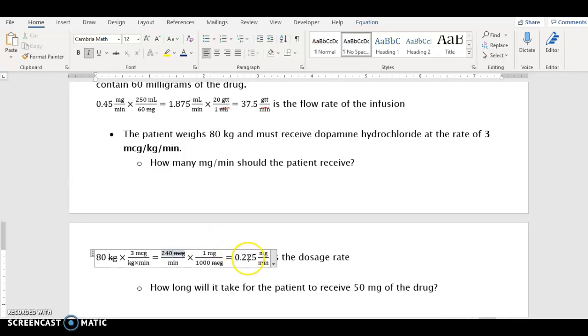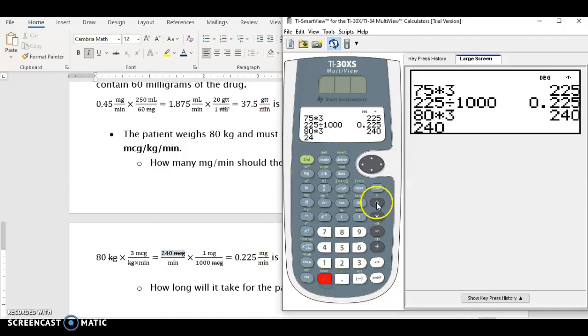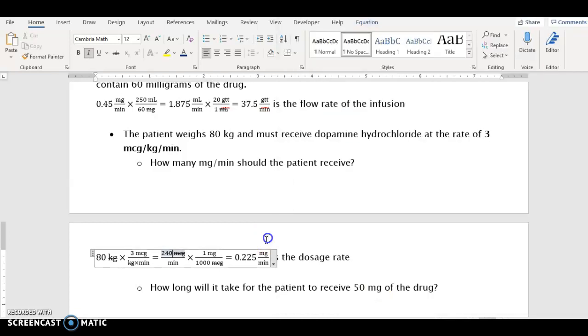And then 240 micrograms into milligrams. So 240 divided by 1,000 is 0.24. So 0.240 milligrams per minute is the dosage rate. I apologize for the mistake there. But in any case, the process is still the same. So patient's weight multiplied by the compound rate will give us the dose rate, in this case in micrograms per minute, and then we needed to convert that into milligrams per minute, by dividing by 1,000, and then we get the corresponding dosage rate in milligrams per minute.